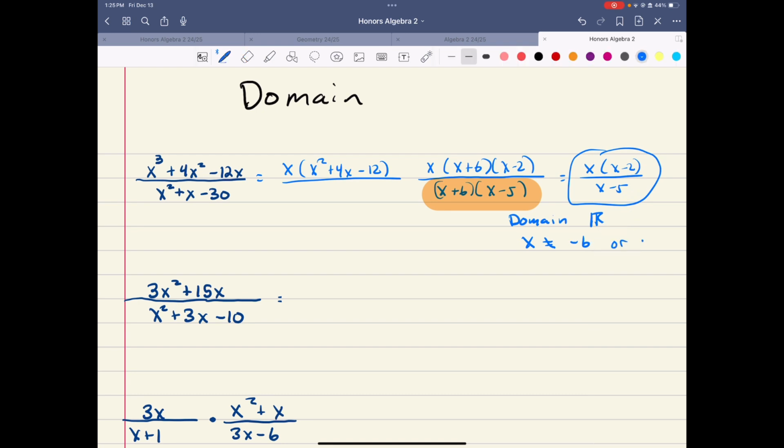Or 5. There are other ways we could write this, but we're just going to write it like this. Give it your excluded values. We could write it in interval notation if we wanted to.